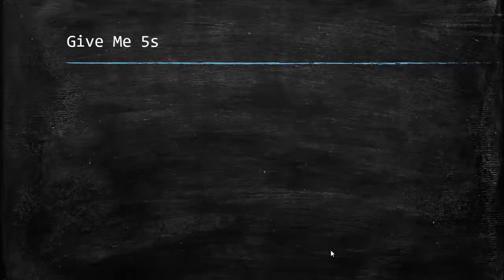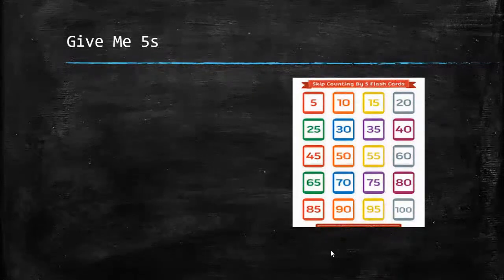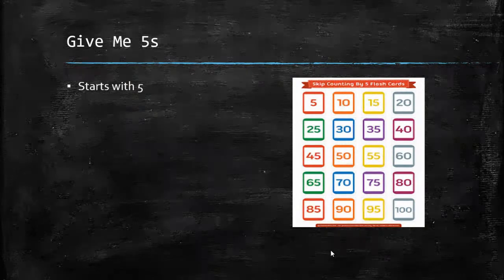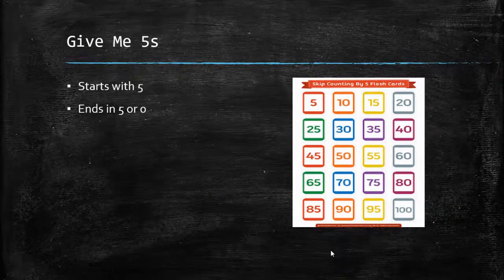Give me 5s. Skip counting by 5. Well, of course, if you're going to skip count by 5, you first have to start with what? The number 5. Also, anytime you're counting by 5s, it starts with 5, and then the numbers after 5 have to either end in 5 or end in 0.